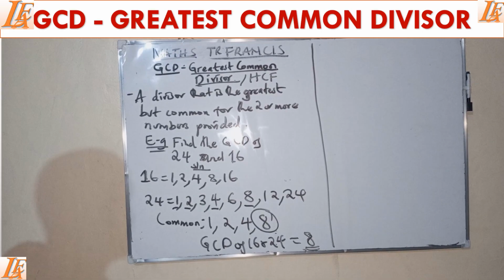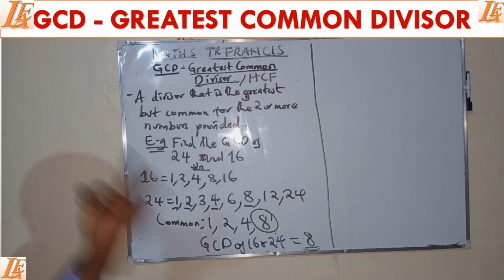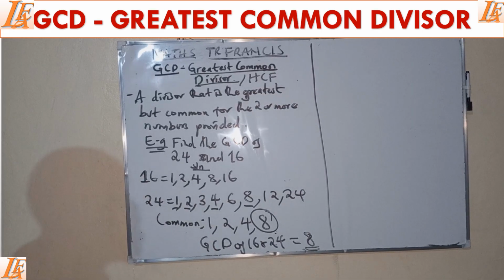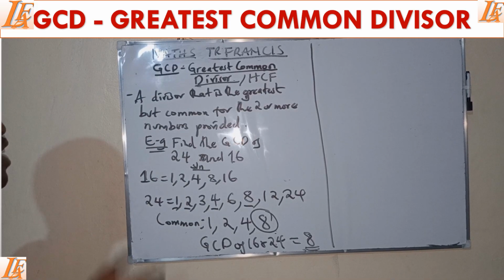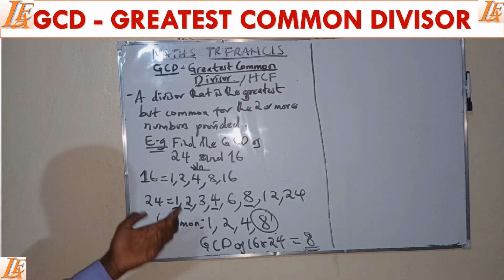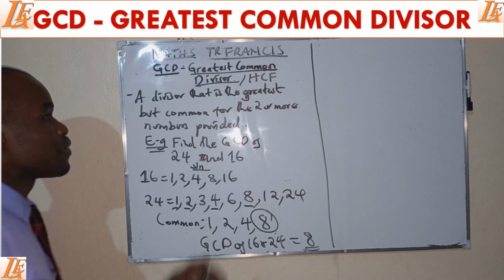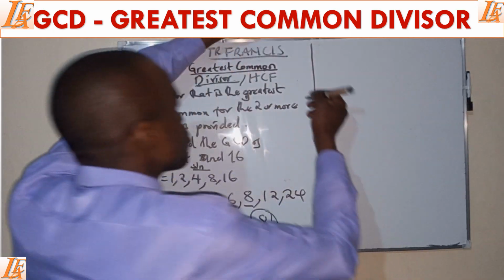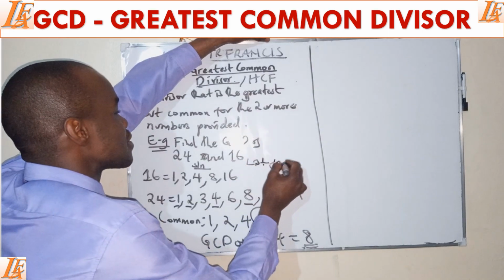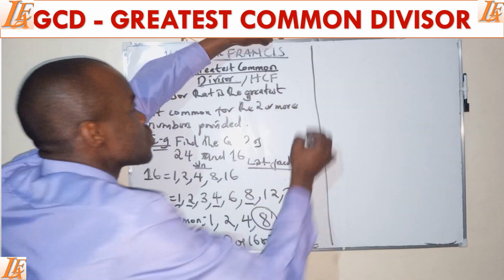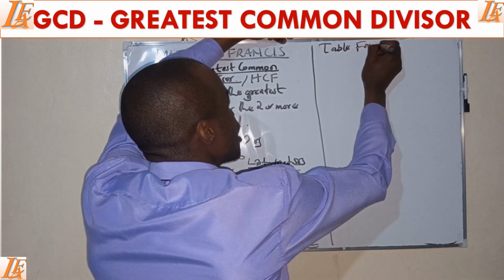Now this method is simple. But the only challenge is you may be given three numbers and you may end up writing many, or you may be given big numbers and you may end up writing a lot of factors, which may take a lot of time. Let us find the GCD of these two numbers using table format. This is now listing factors. Now let us use table format for the two numbers.